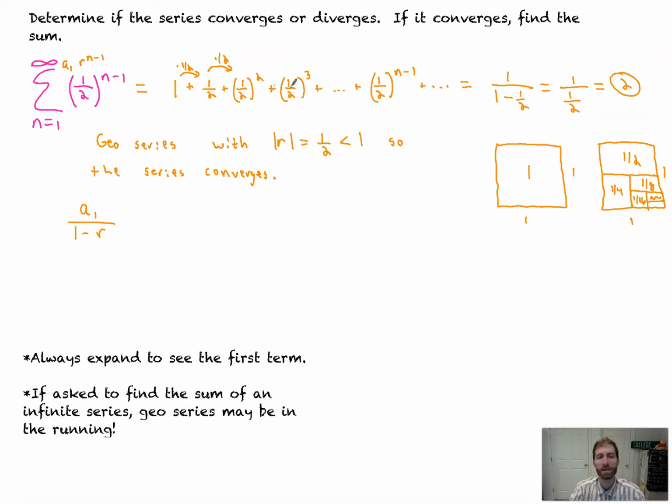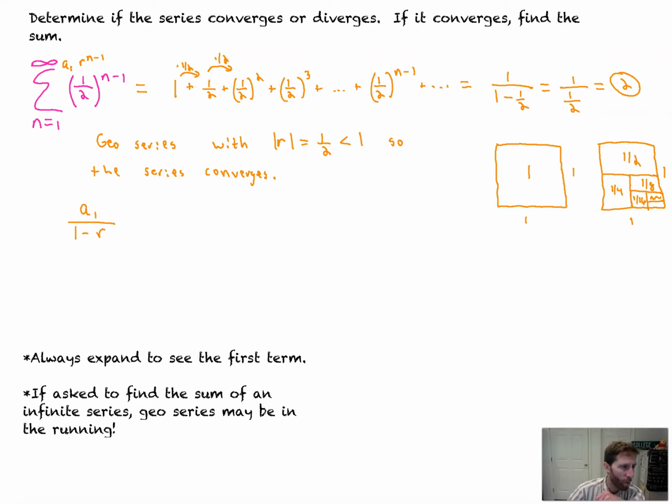Okay, so a couple of key points here. You always want to expand to see the first term. I think it's very important. You don't want to assume the first term is just whatever you see here. You always want to expand it, plug in that index to see what the first term is. Otherwise, we might not always get whatever this term is right here, depending on what this value is up here and what this is. So be careful. Always plug in. If you're asked to find the sum of an infinite series, geoseries may be in the running. Again, it could be telescoping, it could be geometric, and down the road it might be a Taylor series. You'll see that. But for now, geometric series could be in the running there.